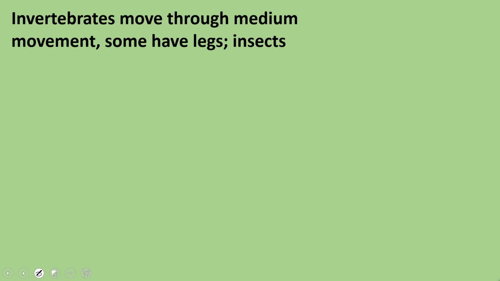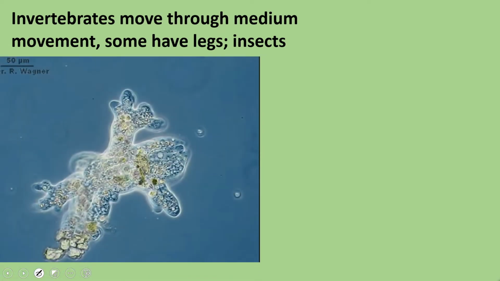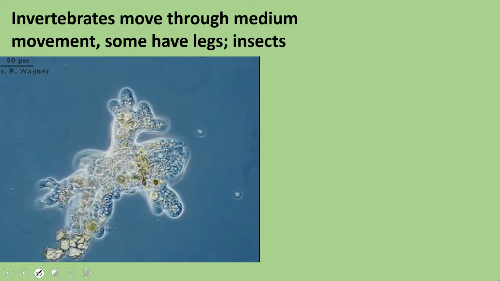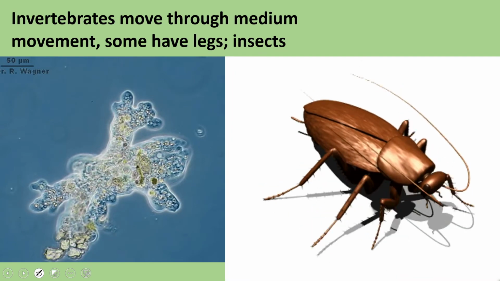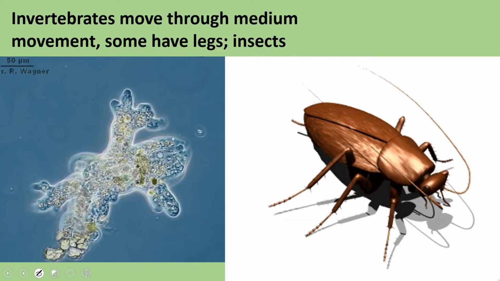Okay, next difference हम देखेंगे. So invertebrates जो है move through movement from insects जो है इनके अंदर legs होती हैं. So this is an amoeba. इसकी जो है ये वाटर की मूवमेंट से जो है ये एक जगह से दूसरी जगह जाता है. इंसेक्ट्स के अंदर जो है ये लेग्स होती हैं. So that's how they move.